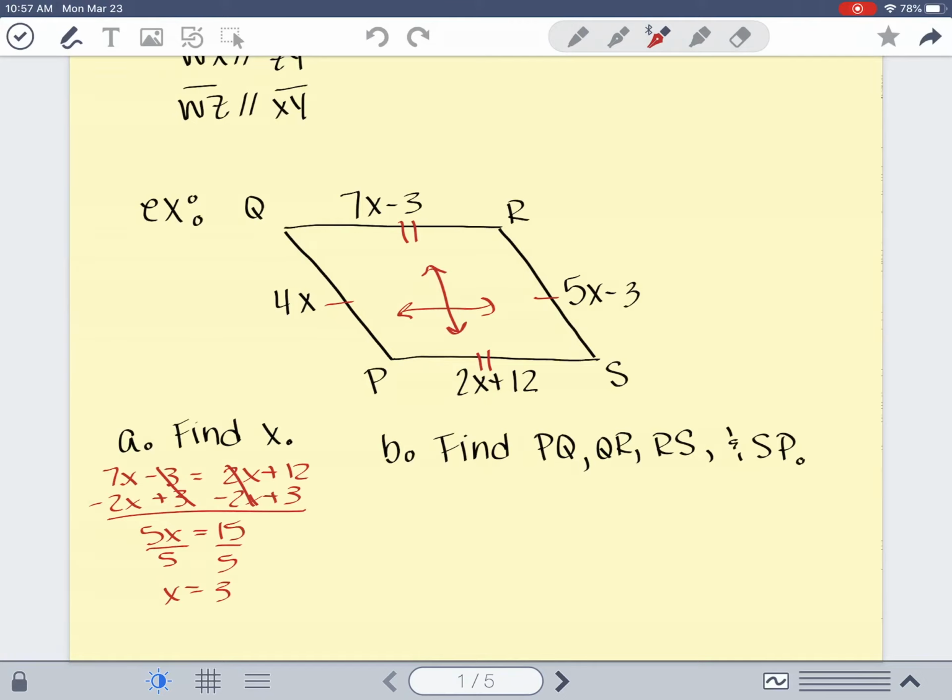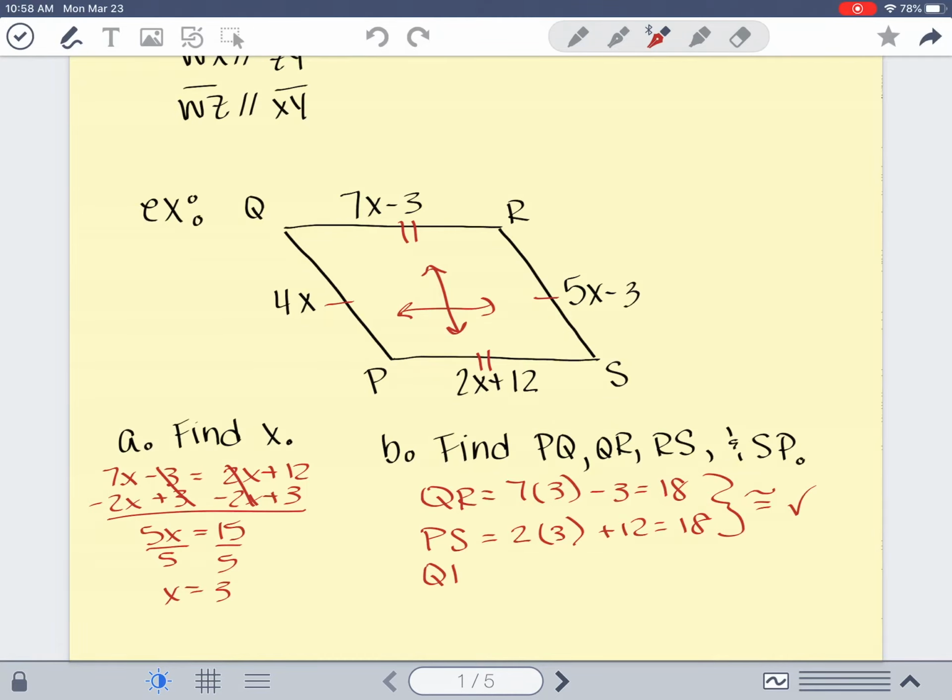Remember, just like normal, especially when it comes to things being congruent, we can always check our answers by plugging it back in. So for QR, which is our next question, if we do 7 times 3, which is 21, minus 3, gives us 18. We want PS to be the same thing. So 2 times 3 gives us 6, plus 12, we do get 18. So those two are congruent, which is what we wanted.